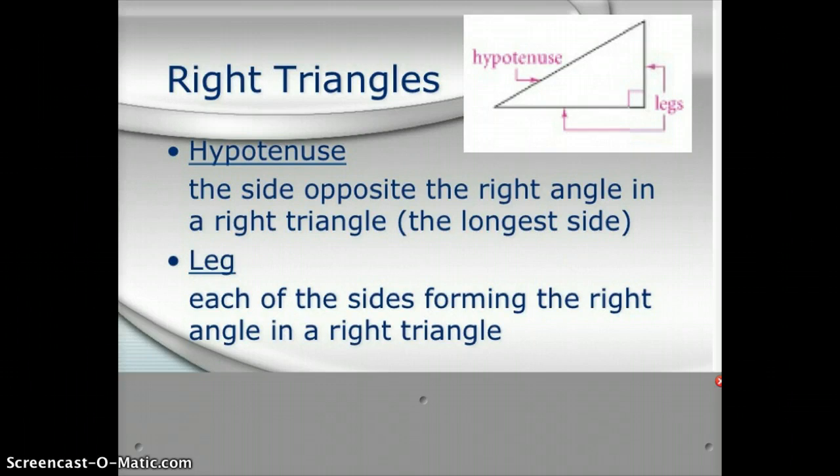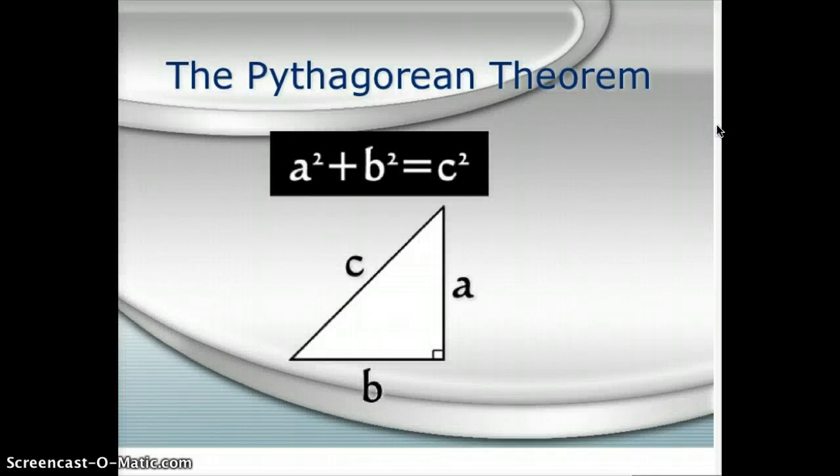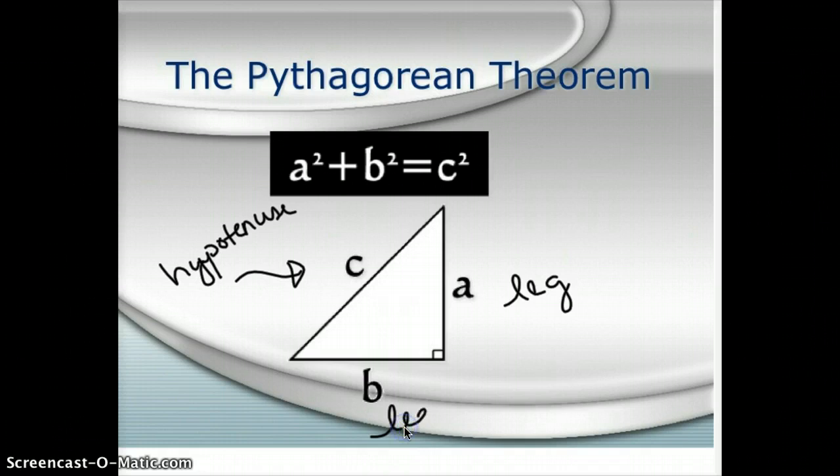The Pythagorean theorem, you spent a long time developing how this works last year, so we're going to just shortcut it right now. The Pythagorean theorem says that a squared plus b squared equals c squared. This is only true in a right triangle. C stands for the hypotenuse, and a and b are the legs. So leg squared plus leg squared equals hypotenuse squared, and that's only true in a right triangle.